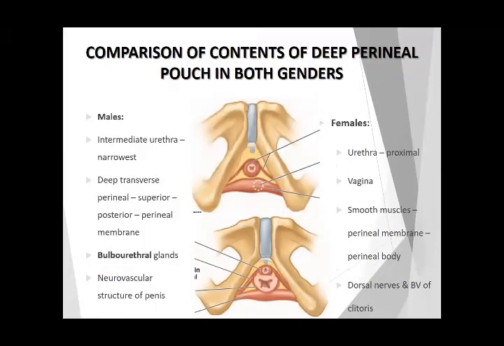Now let's do the comparison of the contents of the deep perineal pouch in both genders. Males में we have the intermediate part of the urethra, ये females में proximal part. Intermediate part को बेटा membranous part भी कहते हैं. This is the proximal part of the urethra in females. यहाँ पे deep transverse perineum है. Females में mass of smooth muscles are associated with the perineal body lying on the posterior surface, posterior border.